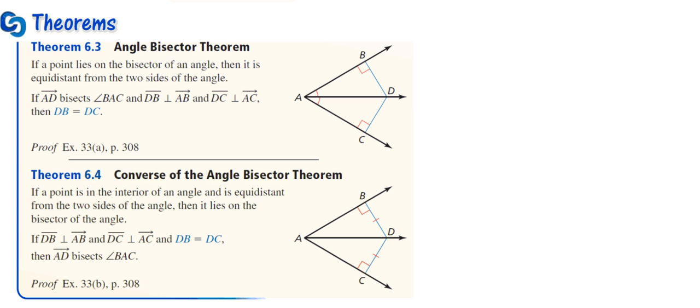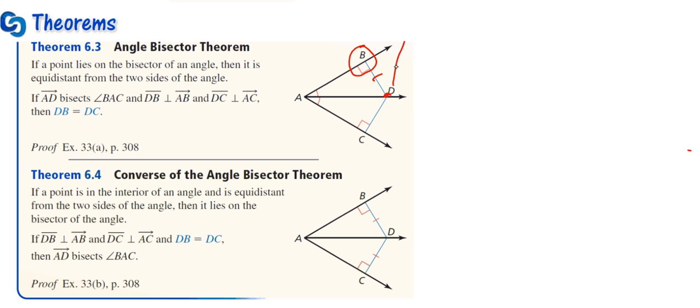Okay. So our other theorems deal with our angle bisectors. The angle bisector theorem says if a point lies on the bisector of an angle, then it is equal distance from the two sides. But just remember, when we're talking about a point on a line and we want to talk about distances, a point to a line, that distance has to be perpendicular.